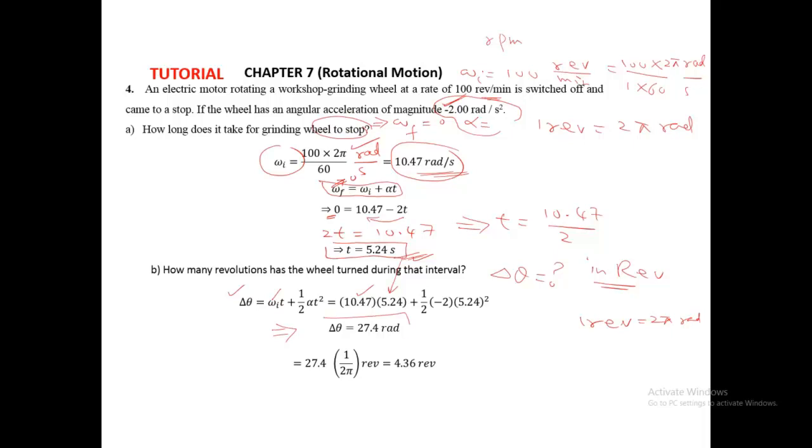If you use your calculator, you will find delta theta is 27.4 radian. Now, as I told you, one revolution is equal to 2 pi radian, and we have to divide it to get revolutions. So you get 4.36 revolution as your answer.